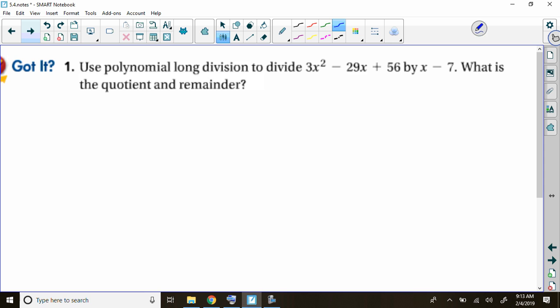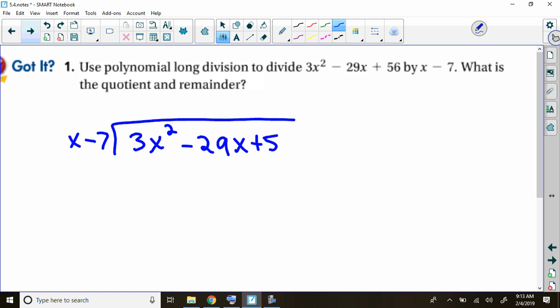Oh, look at this. How many times does x minus 7 go into 3x squared minus 29x plus 56? Some people try to do the whole thing in one shot. Some people try to say, oh, well, it's going to be 3x minus 5. You don't know what it's going to be, so don't try to do the whole thing in one shot. Remember, it's a front-end estimate first. How many times does x go into 3x squared?